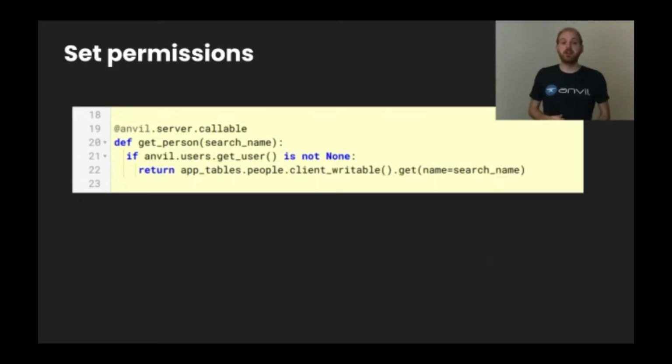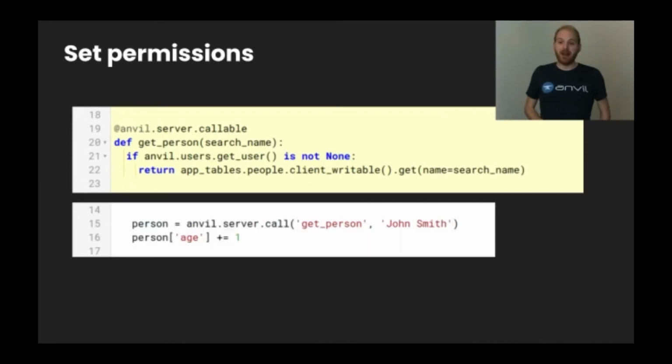We can do cooler things than this. We can set the permissions that are going to be on that capability. So here it's the same function, but we get a client writable version of the people table, and we get the row from that. And now in the client-side code, we can get that object and we can update it. And this is safe because it's all guarded by that user check. We only had to do that permission check in one place, because if they have it, they can use it.